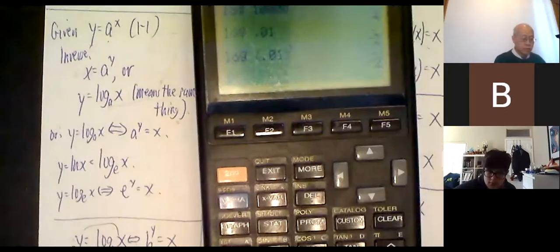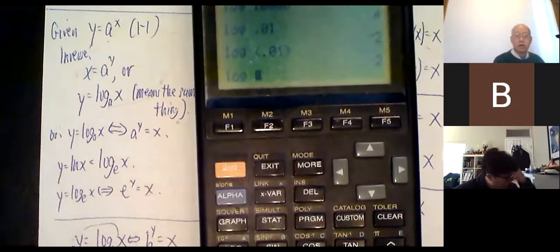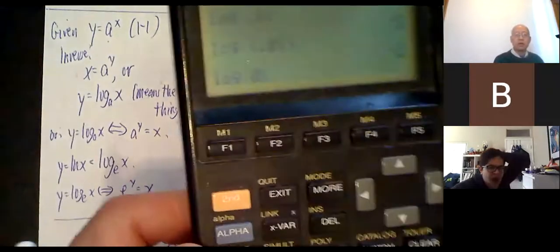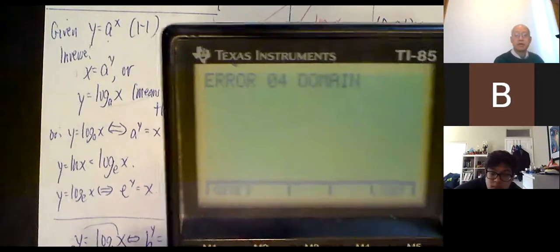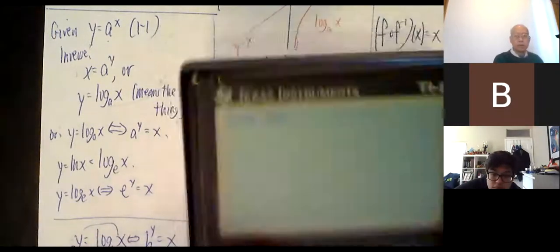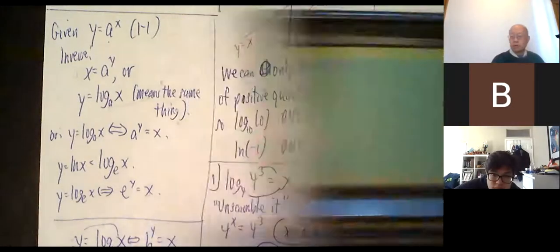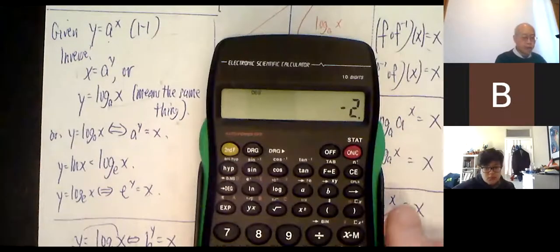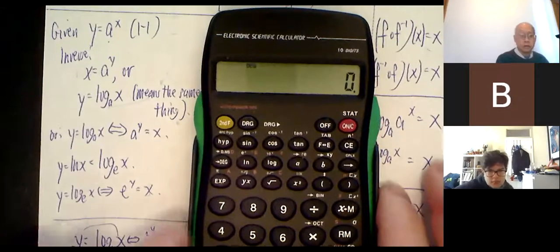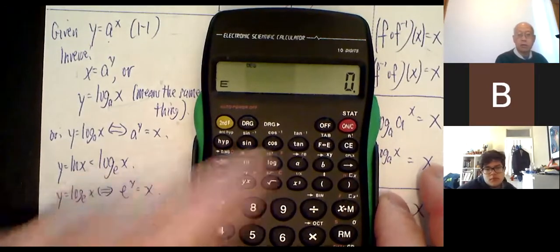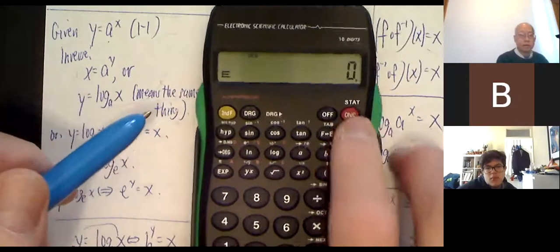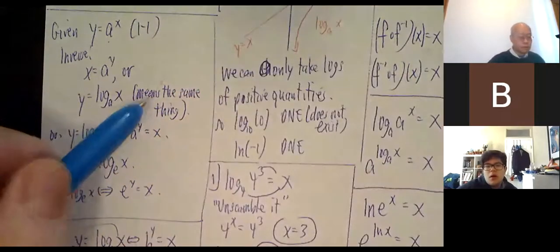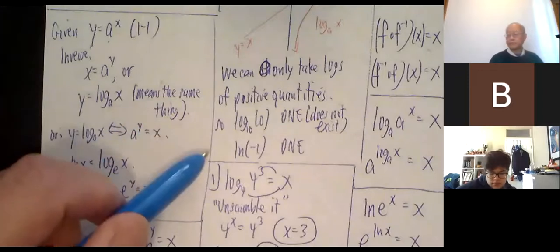So here, let me try log of 0. And I'm expecting an error message. Sorry, error domain. Okay, so log of 0. Or again, for those of you with this calculator, you have to go backwards, 0 log. So 0 log E, error, I guess. So clear it out to get back to where we were. Okay.